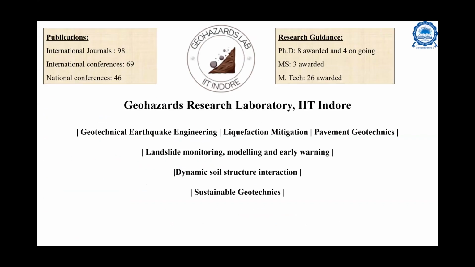So this is from my lab, and just for introduction, I work not only on landslides, I also work on earthquakes, geotechnical earthquake engineering. That is actually my prime area, wherein I work basically on liquefaction and mitigation. Soil structure interaction. I also work on pavement and sustainable geotechnics. So this is my research group at IIT Indore.